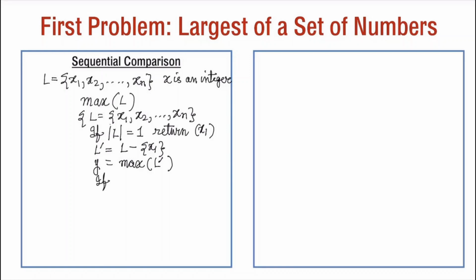So we say that if x1 is greater than or equal to y, which is the value returned from L' by calling it recursively, we return x1, else we return y. So this is the pseudocode form that we use for writing our algorithm, and as you can see, this pseudocode form is the way we will start writing our algorithms. So let us see how it works.